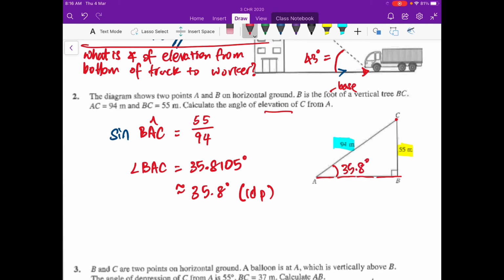Is 35.8 degrees a big angle for angle of elevation? Can you imagine looking up 35.8 degrees? So about 45 degrees is about halfway. 35.8 is less. So I think it's quite manageable.